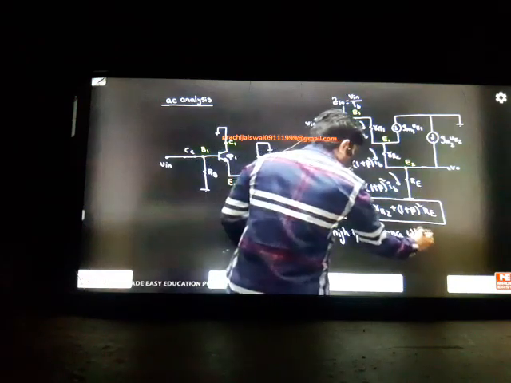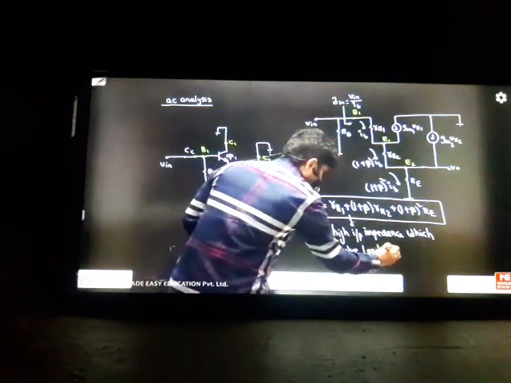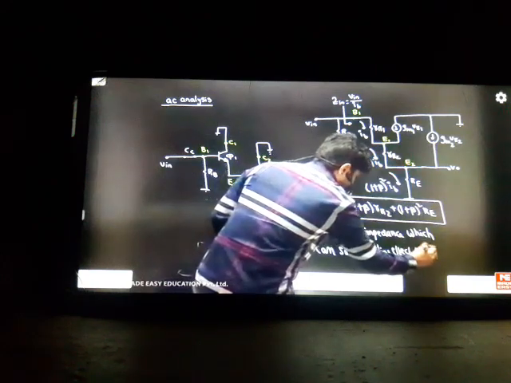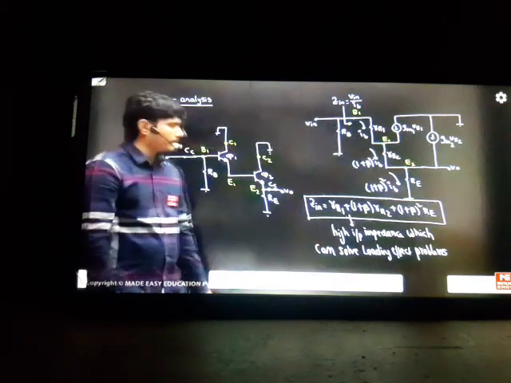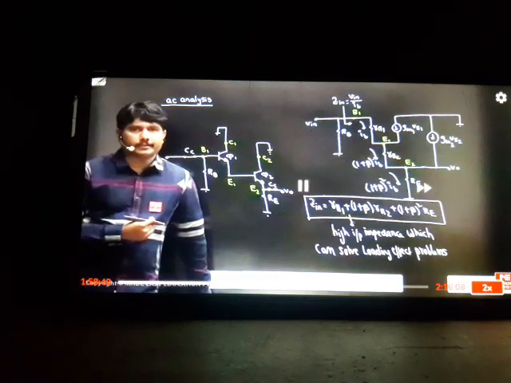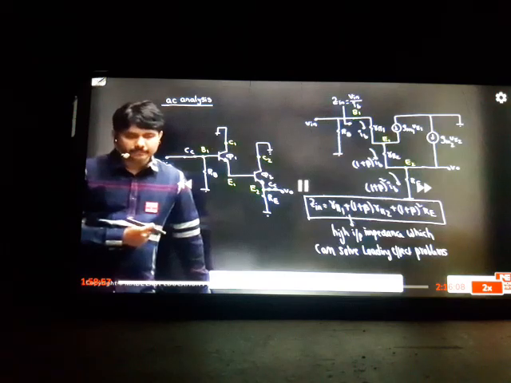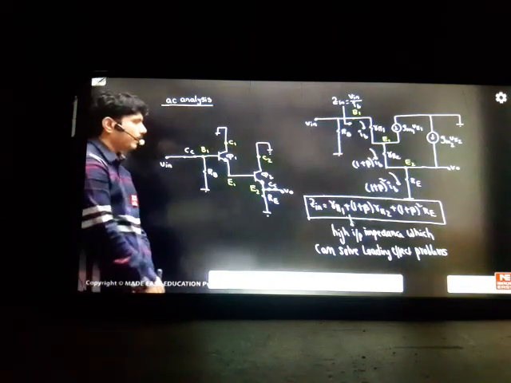Which can solve loading effect problems. So throughout your IC designs, we need Darlington pairs because loading effect is a common issue in cascading systems. Because if you connect one transistor to another transistor, that will become a load for the previous stage. That will create a problem for you in your analysis. To reduce that loading effect, better go for Darlington pairs. Darlington pairs are the better designs for you to get very high input impedance.